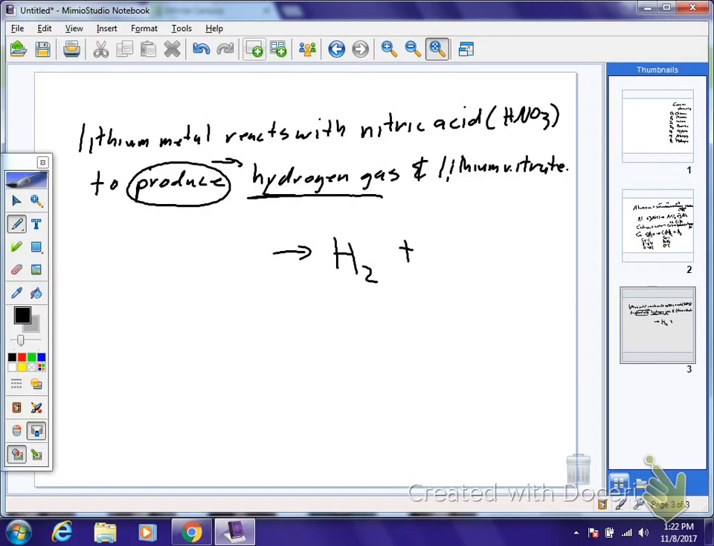Then lithium nitrate. Produces means that it's on the right side of the arrow. So lithium's a +1 and nitrate's a -1. So it should be just LiNO3, correct? Because nitrate would be off your chart sheet. Then it says lithium metal, Li, no diatomic.